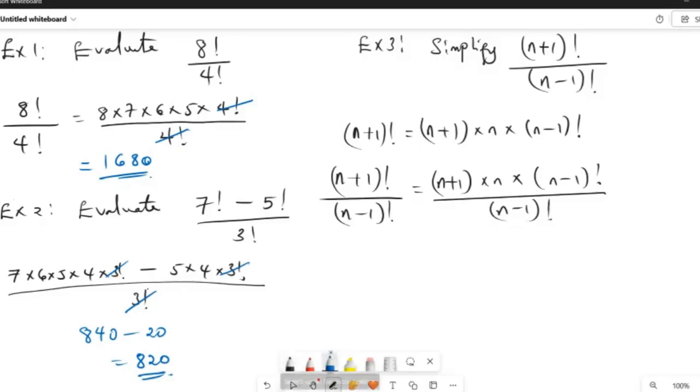So at this point, something can cancel out. N minus 1 factorial can cancel out. So the final answer will be n multiplied by n plus 1. Does that make sense? So you can simplify like this.